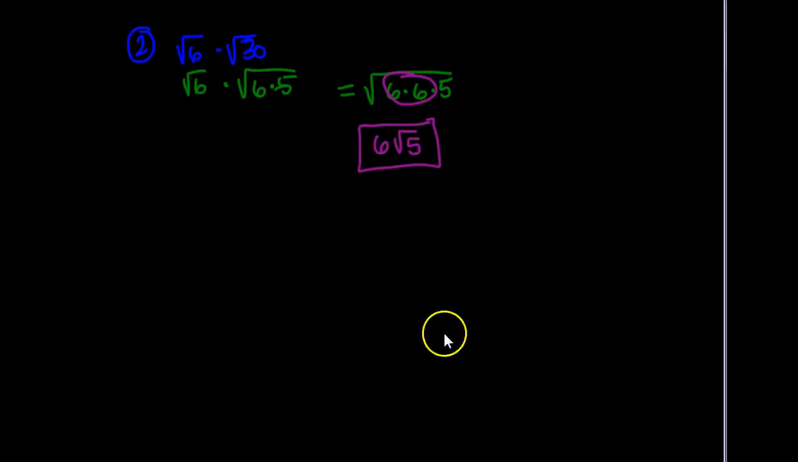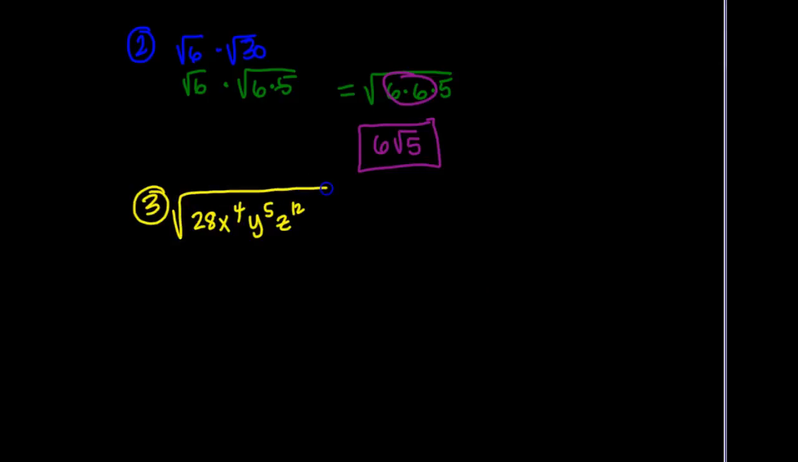All right, number 3. Let's look at this one. This one's a little bit crazy. 28x to the 4th, y to the 5th, z to the 12th, and this is all underneath a radical. So that's the radicand, all underneath it. Now I have numbers and variables. I still want to do the same thing with my number, so I'm going to come over here to the side and do a factor tree with 28.